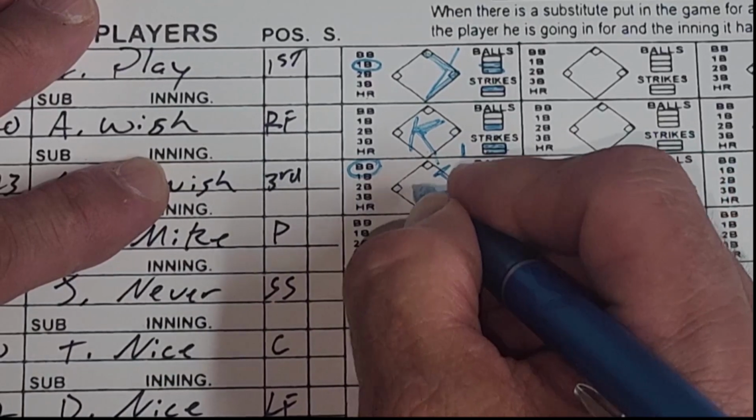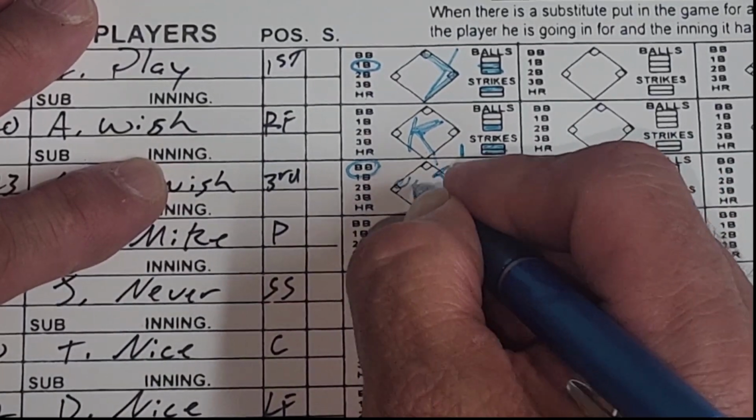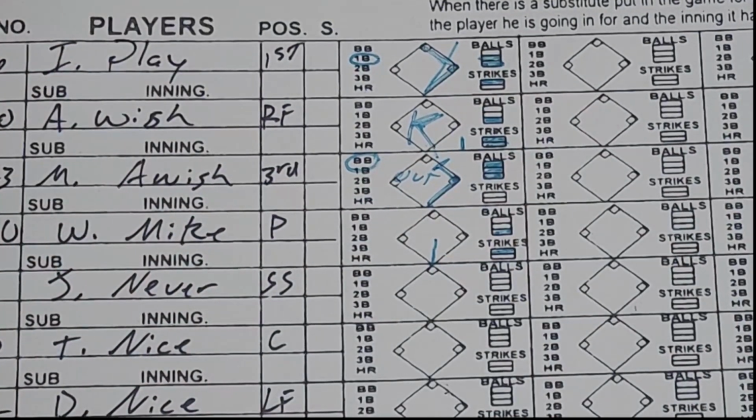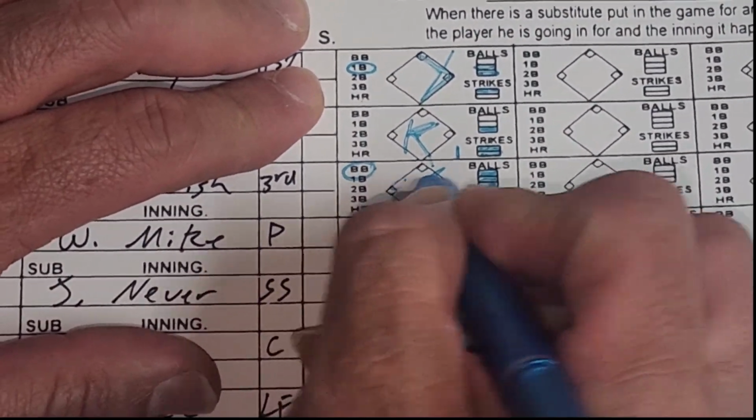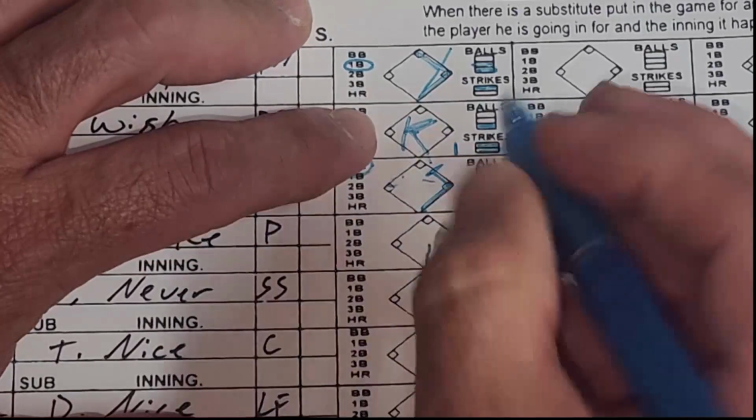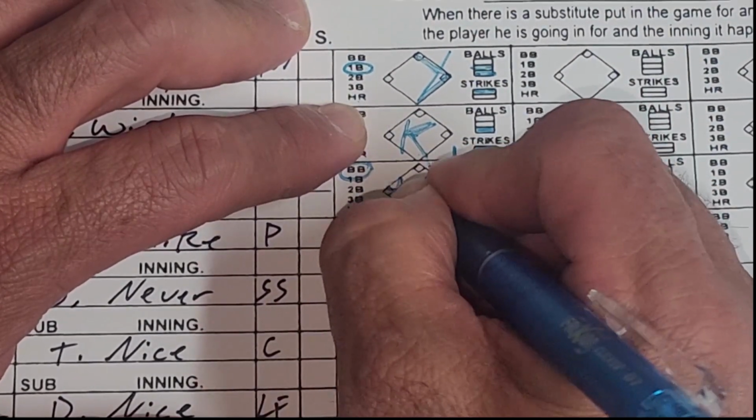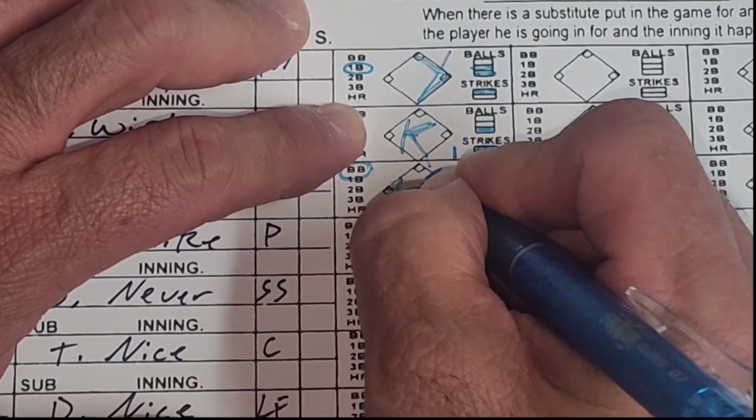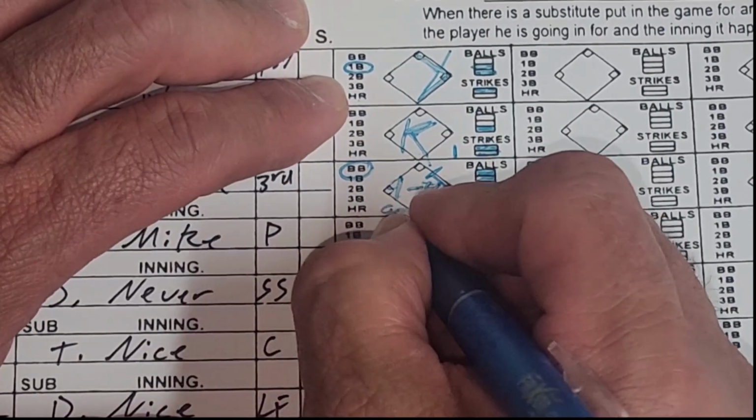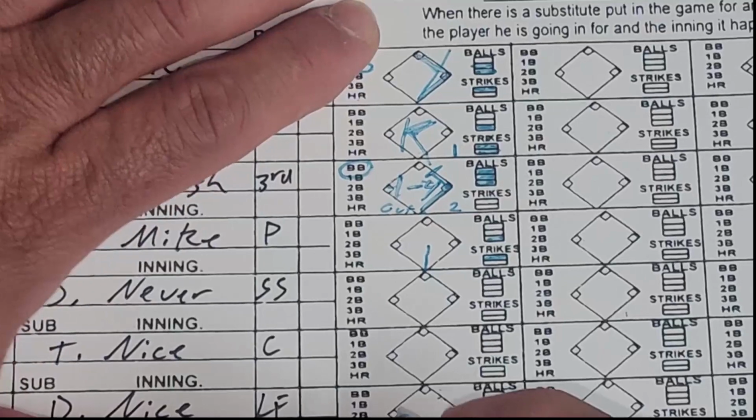You could just write the word out on here because he was thrown out easily. Or you could write what happened, which was the pitcher threw it over here. Let's say the second baseman was there. So you would write 1, 4, and then out, because it's the second out.